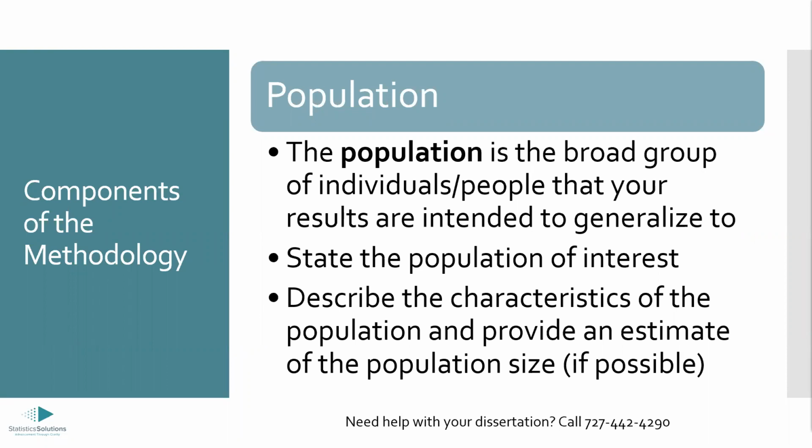So in your population section, you will want to state what the population of interest is. So for example, that might be high school teachers in the United States. And then you want to describe the characteristics of that population and provide an estimate of the population size if possible. So if you're doing that study on high school teachers in the United States, maybe you want to provide an estimate for how many high school teachers there are in the United States. You might get this information from some source like the Bureau of Labor Statistics, or maybe a similar organization that collects statistics on these types of topics. Sometimes that data may not be precisely available to you, but you want to give your best estimate that you can to sufficiently describe your population of interest.